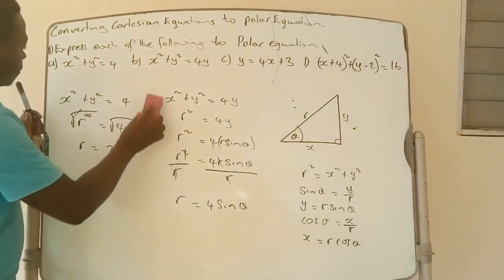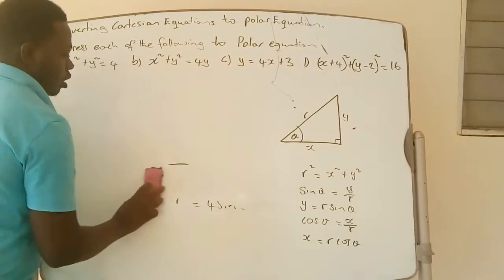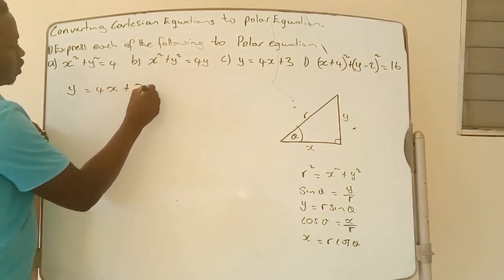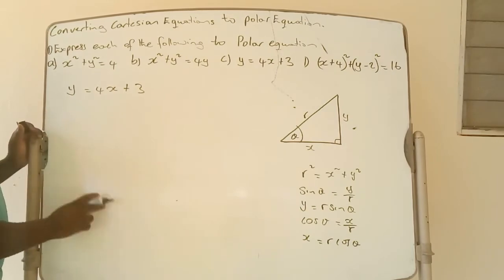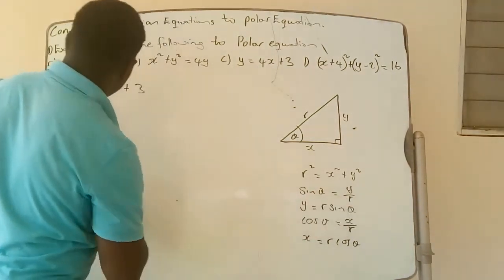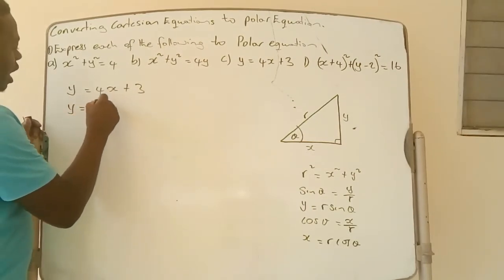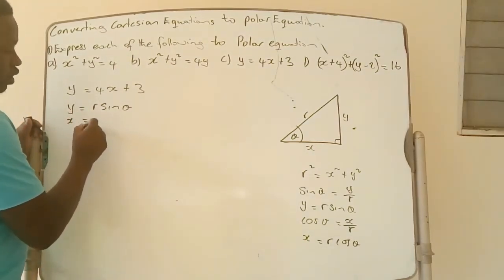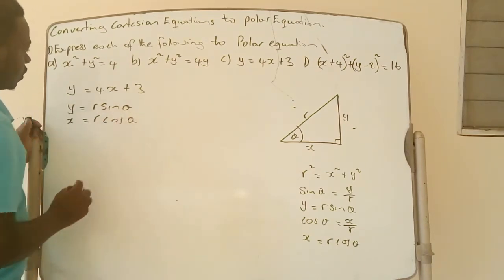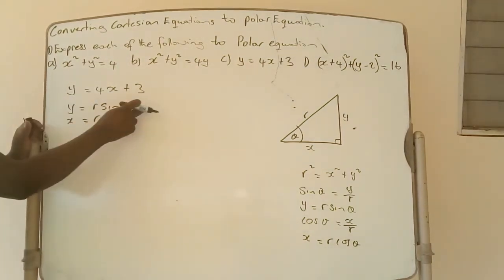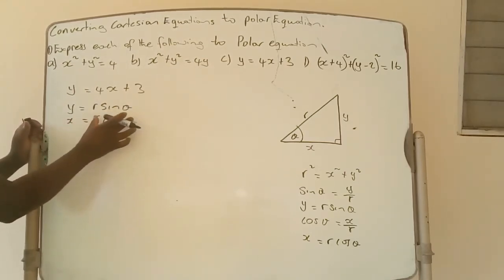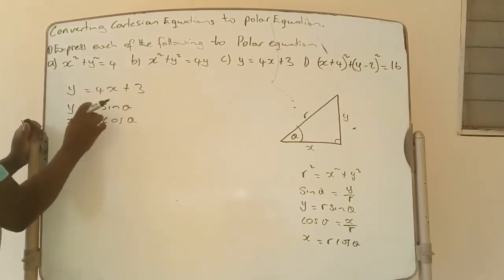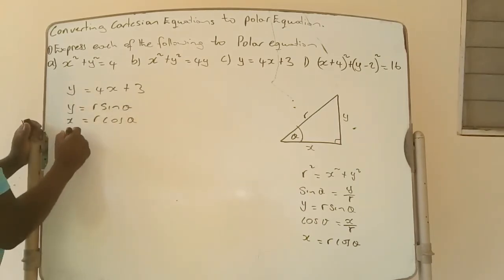So let's look at part C. And we're moving smoothly, right? For part C, we're given the equation y equal 4x plus 3. What is y? Y is just equal to r sine of theta. And what is x? X is just equal to r cos of theta. Since y is equal to r sine theta and x is equal to r cos theta, we can replace them in this equation. So instead of writing y, we write what y is equal to, which is r sine theta. Let me write it back here first.